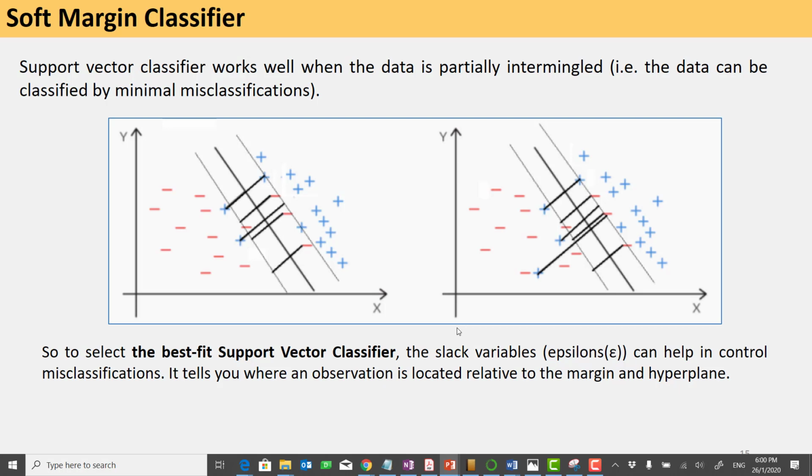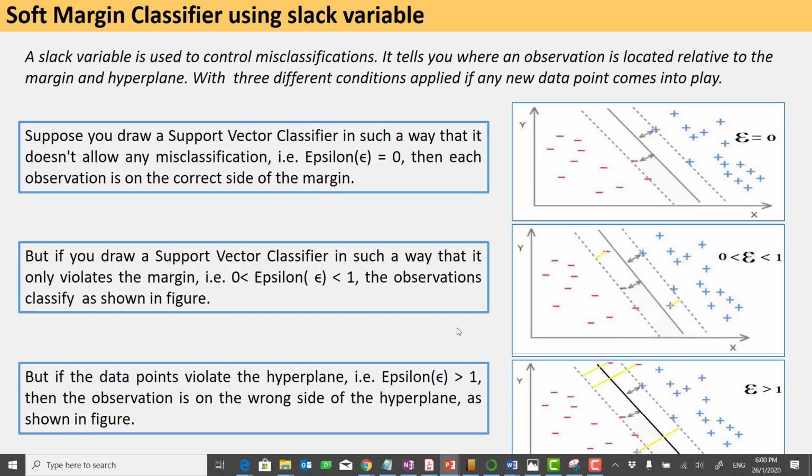So the slack variables, which are called the epsilons, can help us control those misclassifications. We will see how they help us identify the margin and the hyperplane. There are three situations depicted here. A slack variable is used to control misclassifications. It tells you where an observation is located relative to the margin and hyperplane. Suppose you draw a support vector classifier in such a way that it doesn't allow any misclassification, then your epsilon should be equal to 0. That means if you apply this to other datasets, it might sometimes overfit.